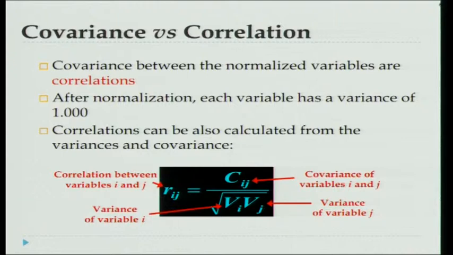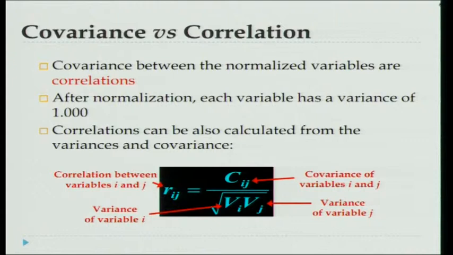So the covariance matrix will give you the information of whether there exists a correlation between any two variables. And also, each variable will have standard variance 1 because you have already divided by sigma. So variance will always be 1.